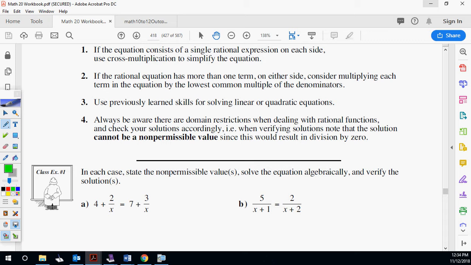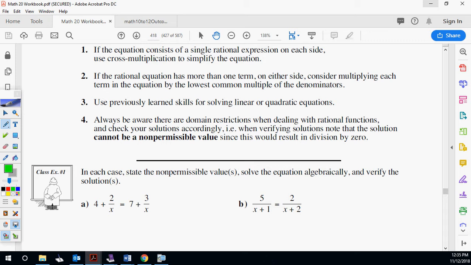If the rational equation has more than one term on either side, consider multiplying each term in the equation by the lowest common multiple. That's this guy, kind of. See how x is on the bottom here? We don't like the fractions there, so let's just multiply the whole thing by x. You're not going to have any fractions anymore. We'll do that strategy for number 1, or part A.